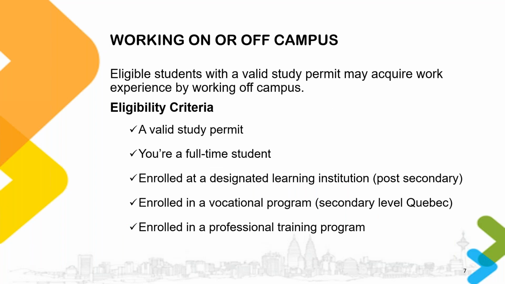You may work on campus at the institution where you study without a work permit if you have a valid study permit, be a full-time student at a public post-secondary institution, such as a college or university, a private post-secondary institution that operates under the same rules and regulations as a public institution, or a Canadian private institution authorized by provincial statute to confer degrees, and you have a valid study permit, be enrolled at a designated learning institution at the post-secondary level, or enrolled in a vocational program at the secondary level and be studying in an academic, vocational, or professional training program that leads to a degree, diploma, or certificate that is at least 6 months in duration in Canada. You may gain work experience by working on or off campus while completing your studies.